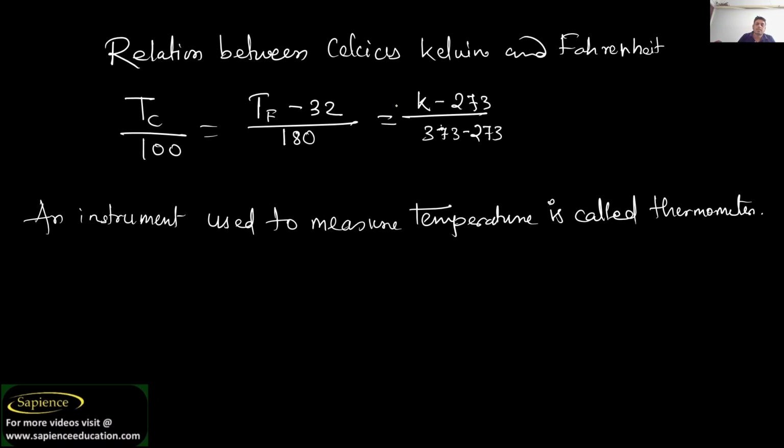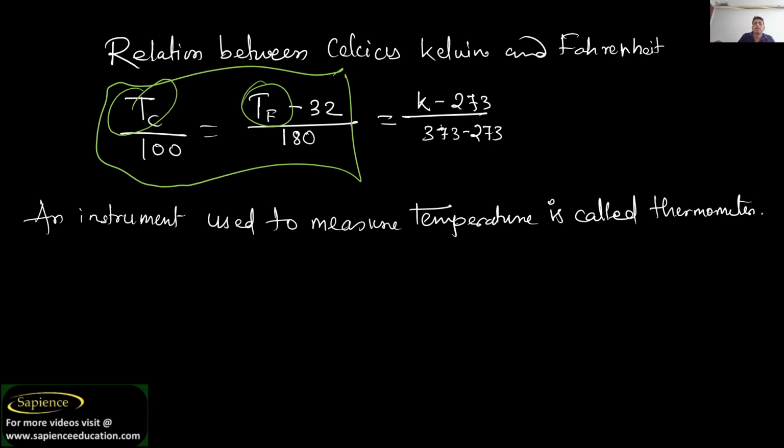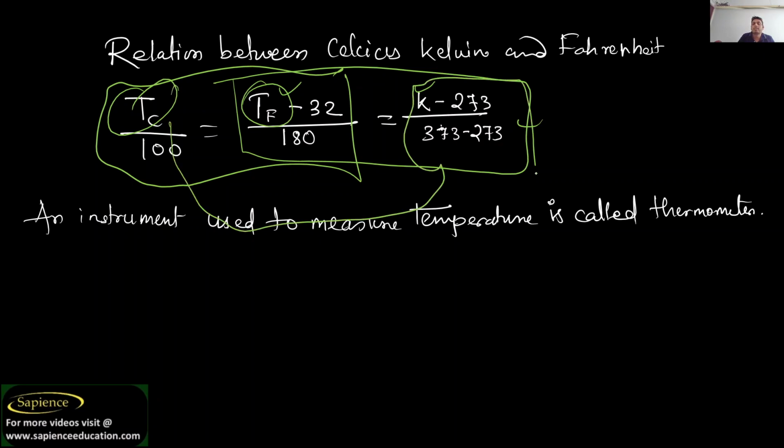temperature to another temperature. So if you want to convert temperature in degrees Celsius to temperature in Fahrenheit, use this relation. If you want to find a relation between temperature in Fahrenheit and Kelvin, use this relation. If you want to find degrees Celsius to Kelvin, just use this relation. Okay, so I hope you have understood now.